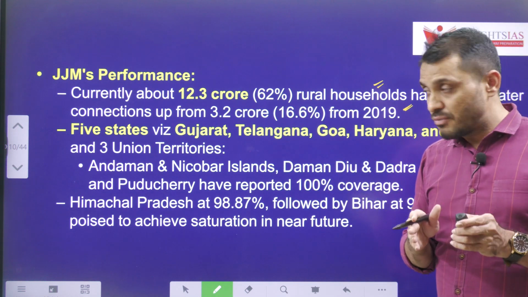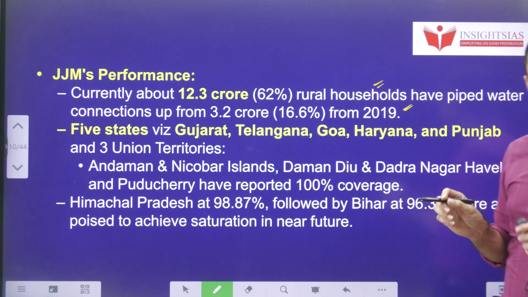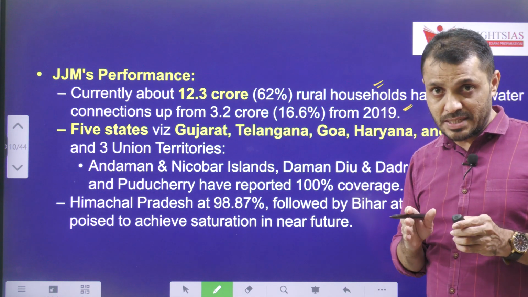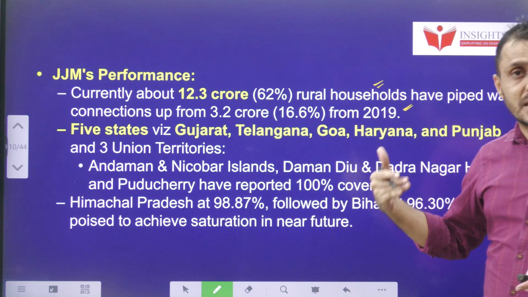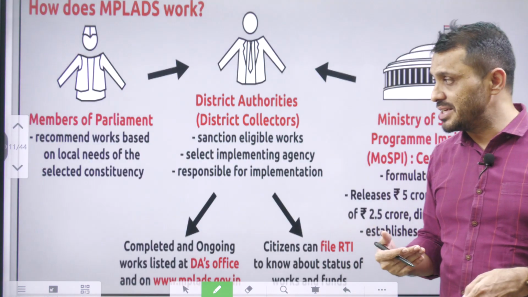In India overall, 5 states such as Gujarat, Telangana, Goa, Haryana and Punjab achieved 100% functional tap household facility. They achieved it along with some Union Territories as well. And of course, some states like Himachal Pradesh are moving towards achieving this 100% connectivity.